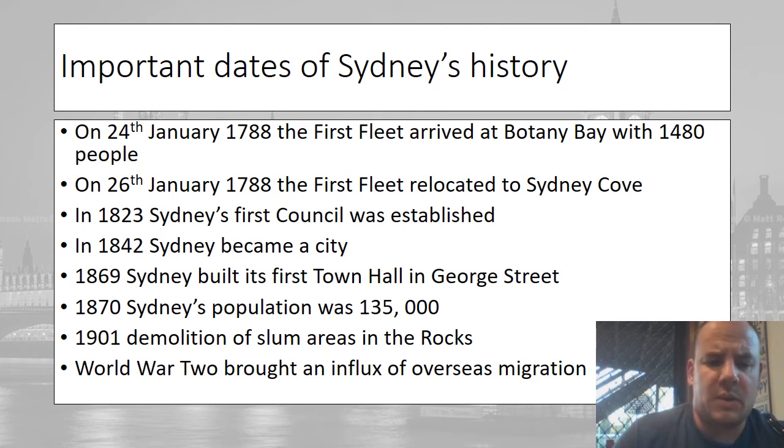Then in 1901, we see a demolition of slum areas in the Rocks as a result of the council getting together and realising that these horrible slum conditions weren't working, so they got rid of slum areas in the Rocks. And then after World War II, there was a big influx of overseas migration to Sydney.